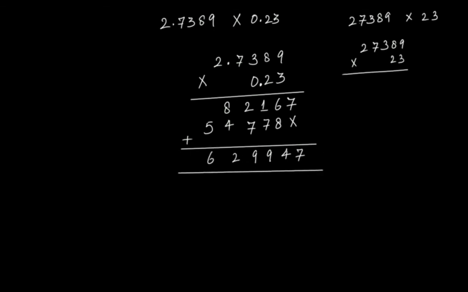Okay, now how many digits do we have to the right of this decimal point? 1, 2, 3 and 4. How many digits do we have to the right of this decimal point? You have 2. 4 plus 2 is 6. Okay, 1, 2, 3, 4, 5 and 6. So you have to place your decimal point just here. Now since you are placing the decimal point here, you can put a 0 here. So 0.629947 will be the answer. So this is a way to multiply.